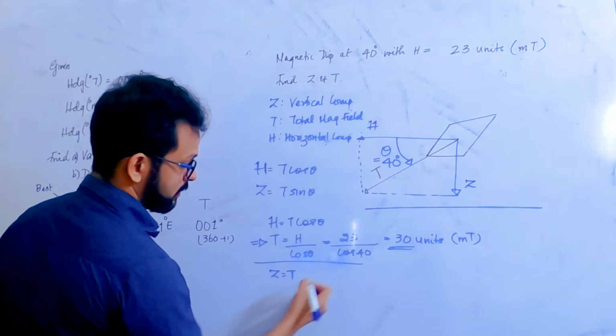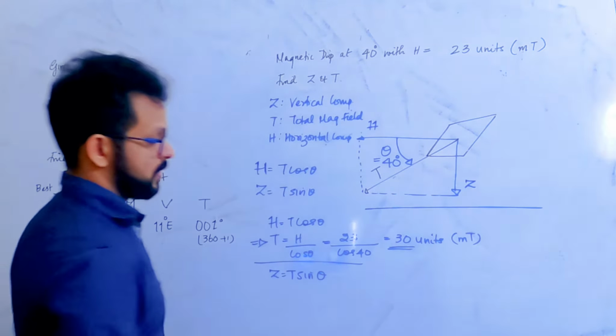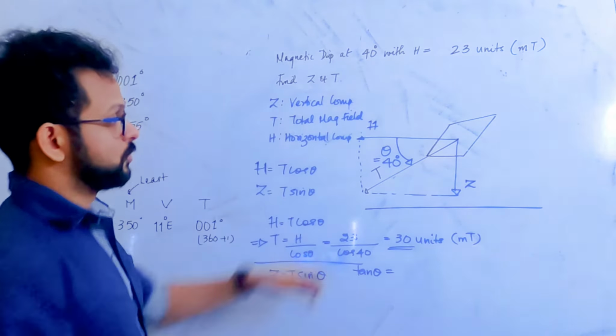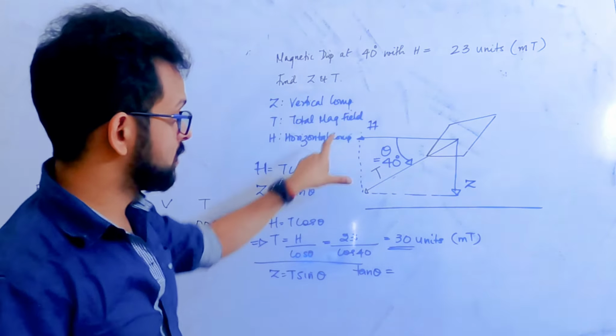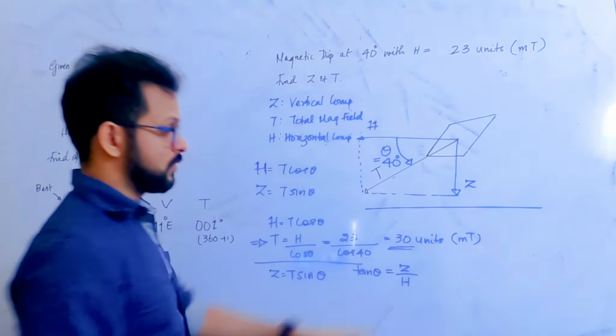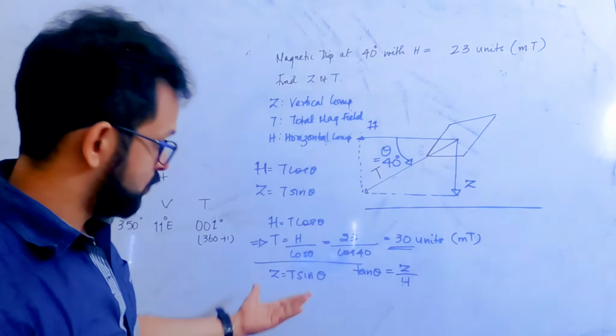Once you have T in place, that is T sin theta. Or you can do it in a different way. You can find the tan theta out of the triangle. So tan theta is equal to opposite side divided by adjacent side. So that's going to be Z by H. And since you know the value of H, it is 23 tan 40. You can find that way as well.